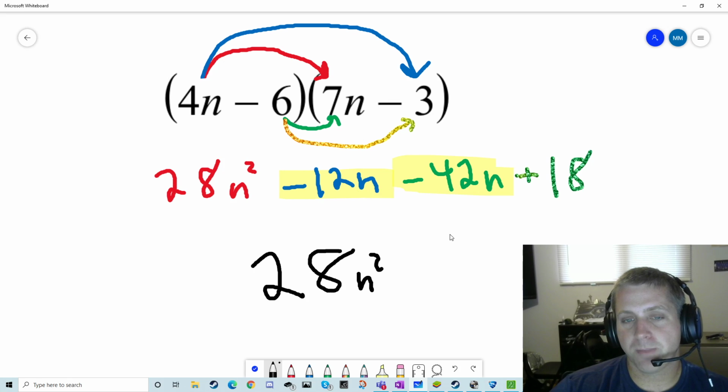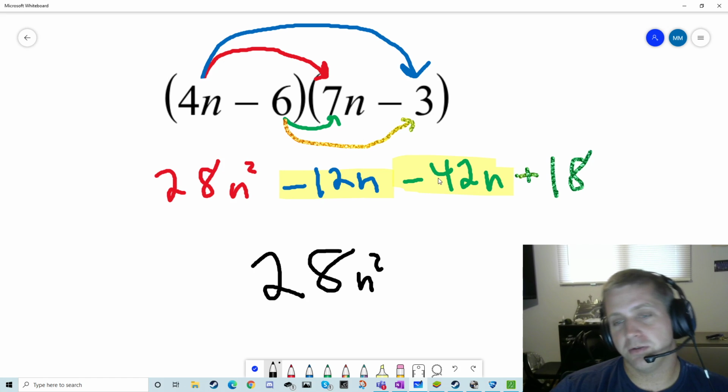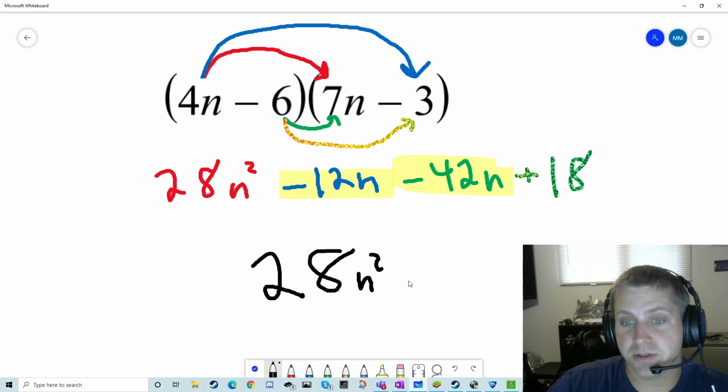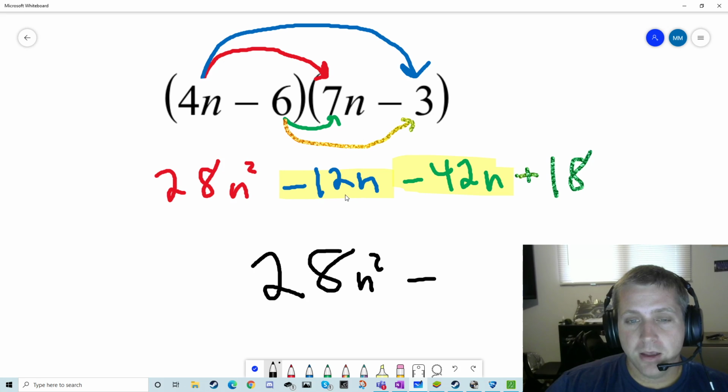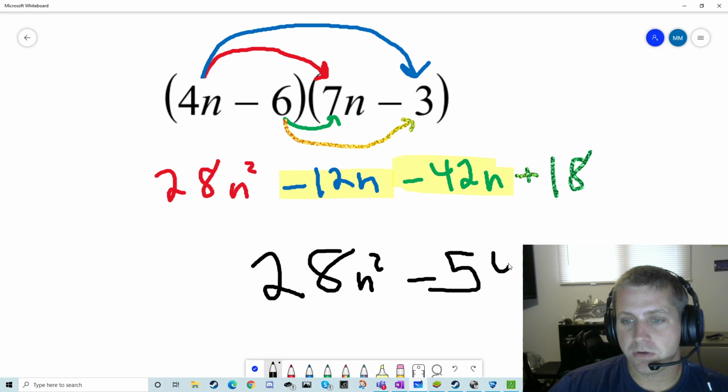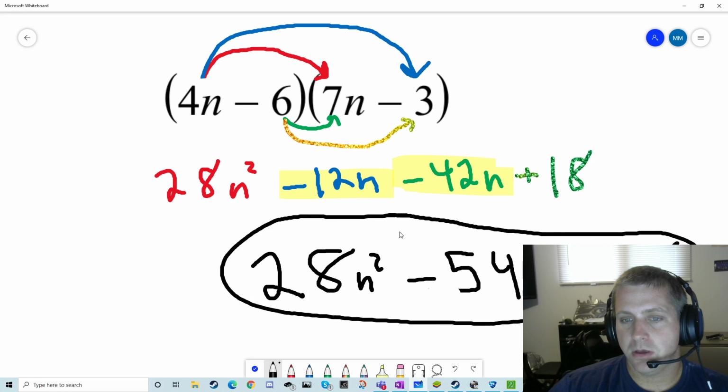Those two will combine. I think of it like money. If you owe someone $12 and you owe them $42 more, you owe them even more money. So we're just down more. The negative is a positive thing only for multiplying. Anyhow, so this is going to be 54. And we're combining them, so we're not worrying about powers. And we got 18. So that's going to be our final answer.